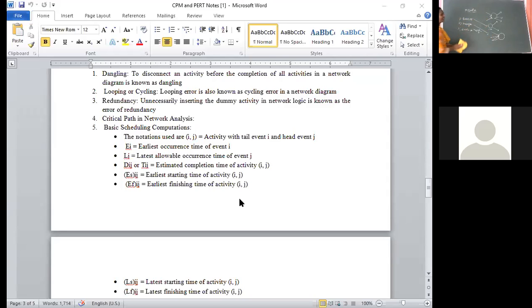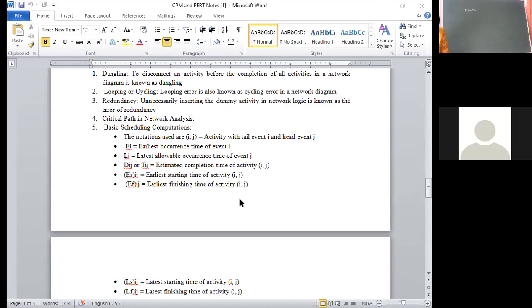Then, any queries, students? While drawing the network diagram, you will understand. Just listen, how much you can grasp, that's it. Any query still? No. Okay. No, ma'am. Okay. While drawing the network diagram, we will understand.